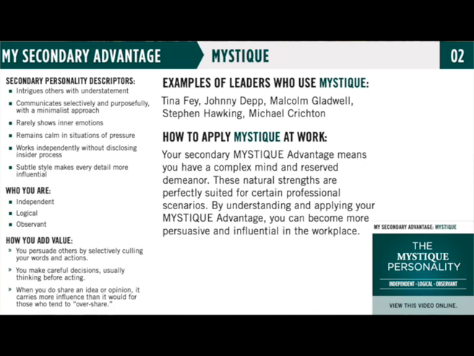My secondary advantage being Mystique. The secondary personality descriptors are that a Mystique is one who intrigues others with understatement, who communicates selectively and purposefully with a minimalist approach, who rarely shows inner emotions, who remains calm in situations of pressure, who works independently without disclosing inside a process, and whose subtle style makes every detail more influential. Now, much of that actually resonates for me too.